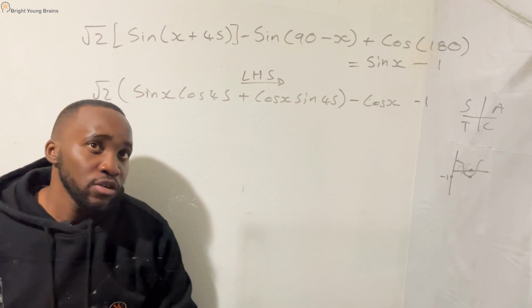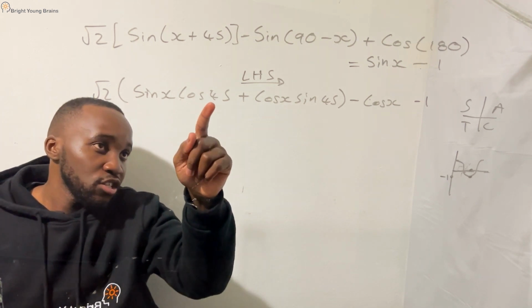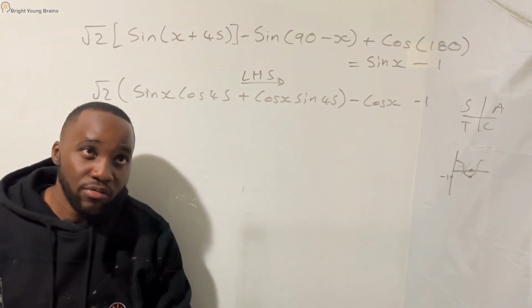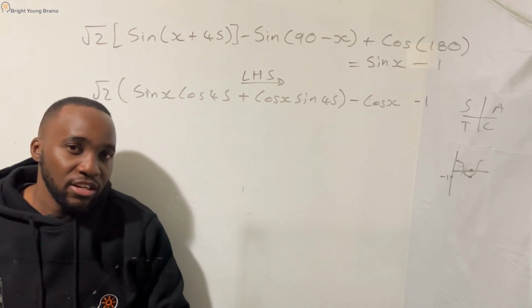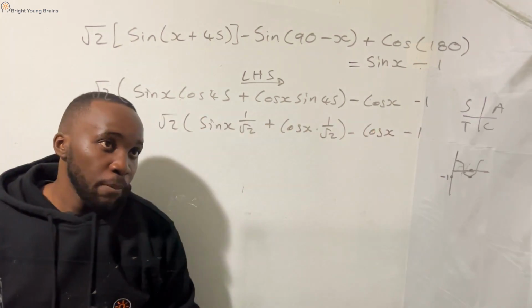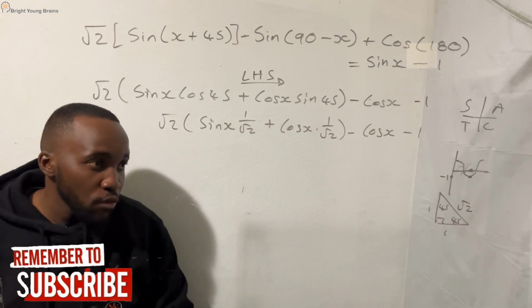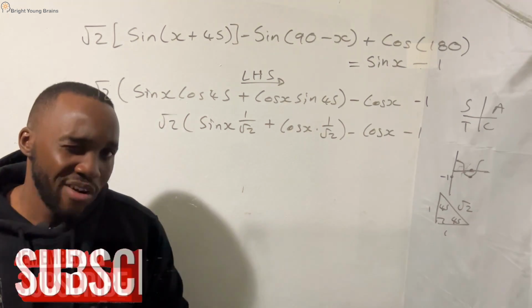And then here we just expanded that using our compound angle formulas. So for example, before you multiply the square root of 2 inside your bracket here, you can go to the cos 45 and the sine 45, and change those into a specific number. So let's do that. There we go. We changed it to 1 over square root of 2 because of our 45-45 triangle.